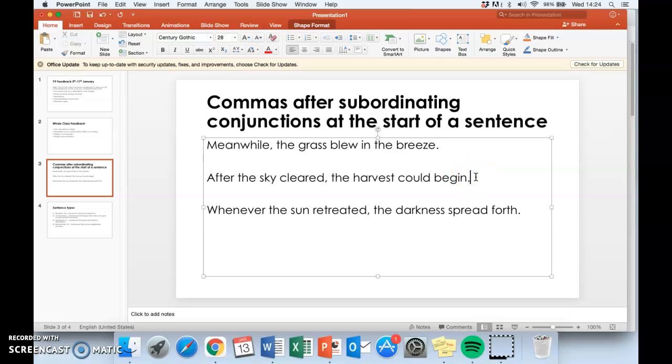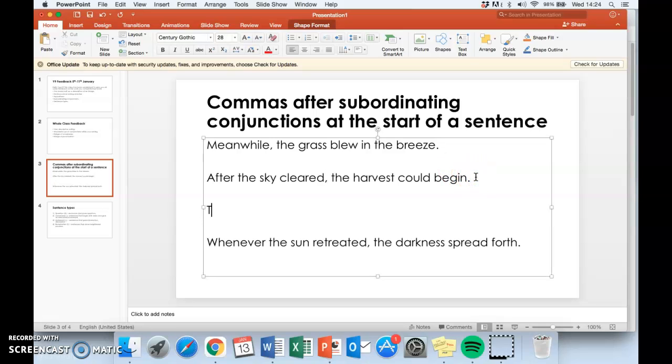Should you flip the two parts of the sentence around and the sentence became "the harvest could begin after the sky cleared," you would not need to include a comma in that example there. When you have a subordinate clause after a main clause, you do not need to include a comma.